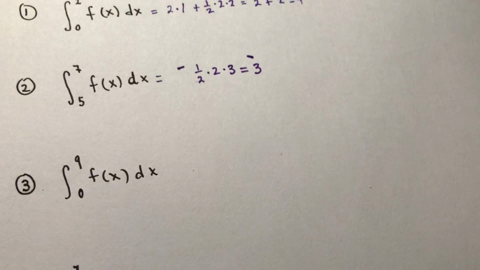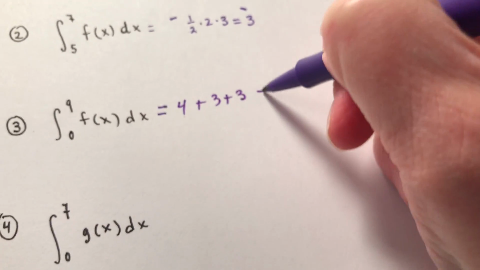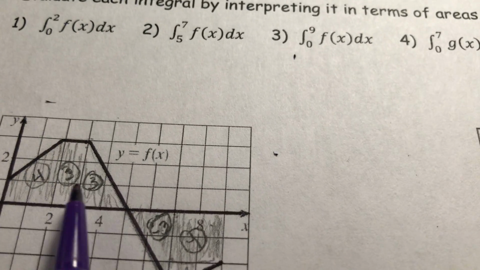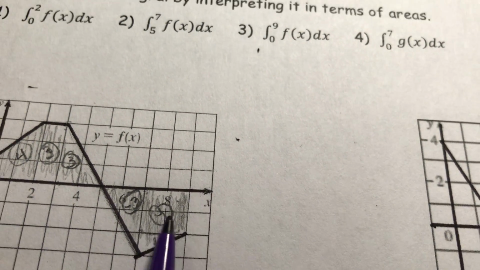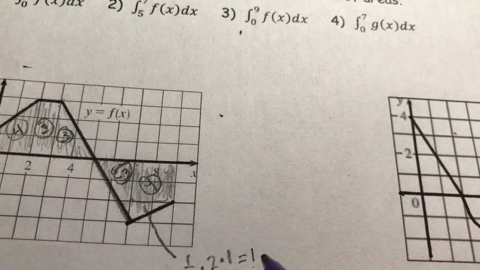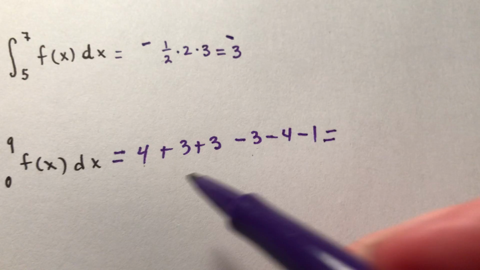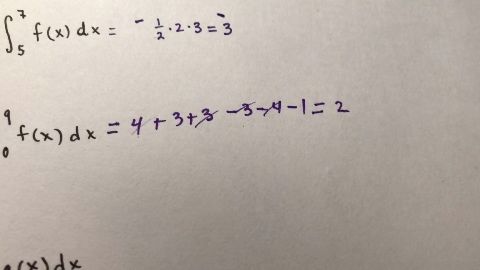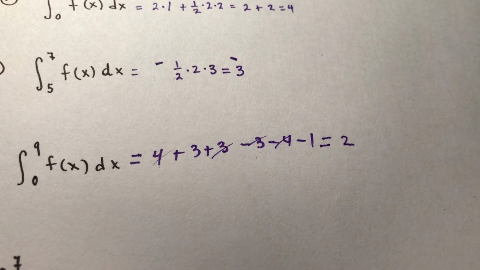This is going to be equal to 4 plus 3 plus 3 minus 3 minus 4 minus 1. So that's what I did. I did 4 plus 3 plus 3 minus 3 minus, this part was 3. No, it's 4. Yeah, minus 4. I can't read my own handwriting. And this is minus 1 as well because it's under. And when I put that all together, what do I get? 2. Yep. So the integral, that total area from 0 to 9 of f of x dx is 2.